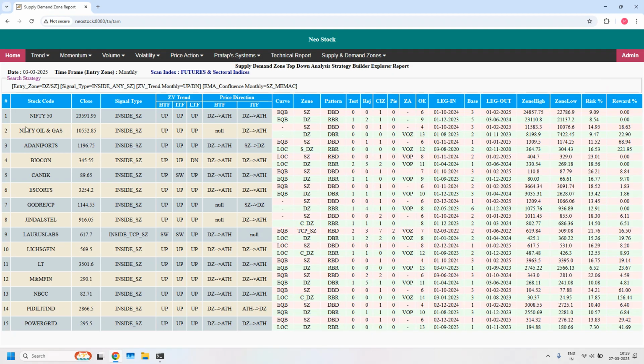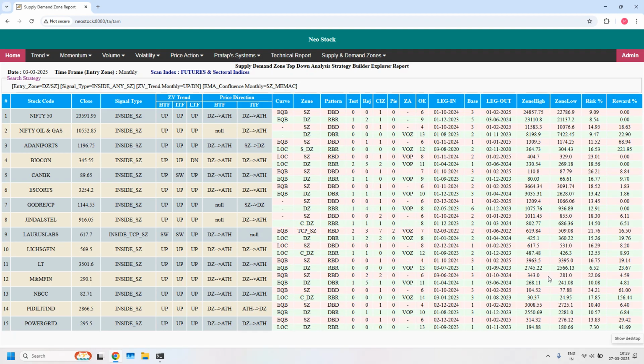Even Nifty is also having monthly EMA confluence, but the only plus point is the monthly trend is uptrend. And negative points are... This is from the buyer's point of view, I am telling. From the seller's point of view, uptrend is a negative, and the plus point is the monthly supply zone having monthly EMA confluence. Okay, this is about the monthly time frame.